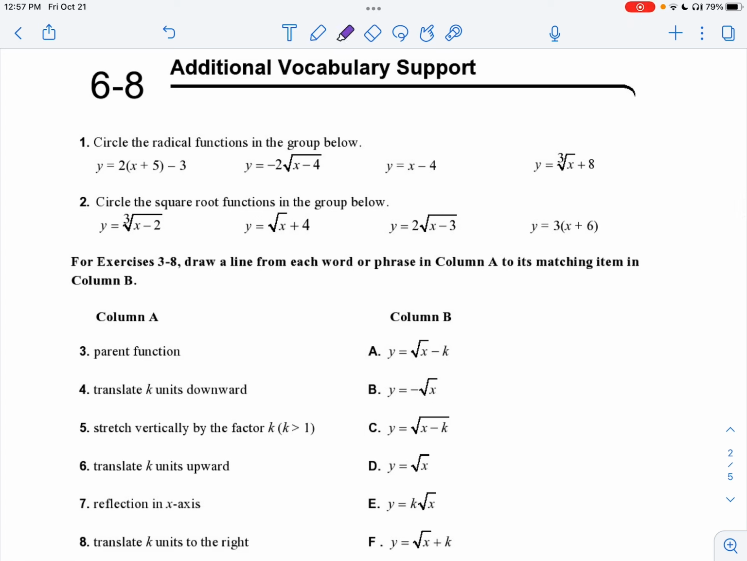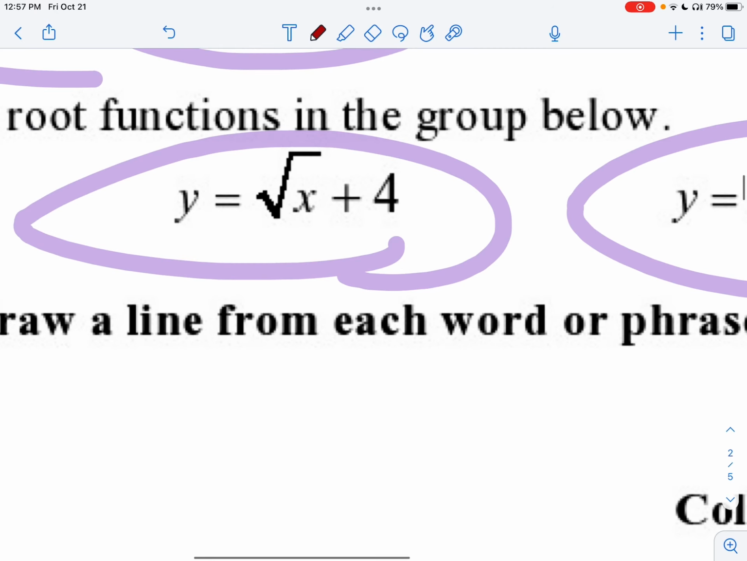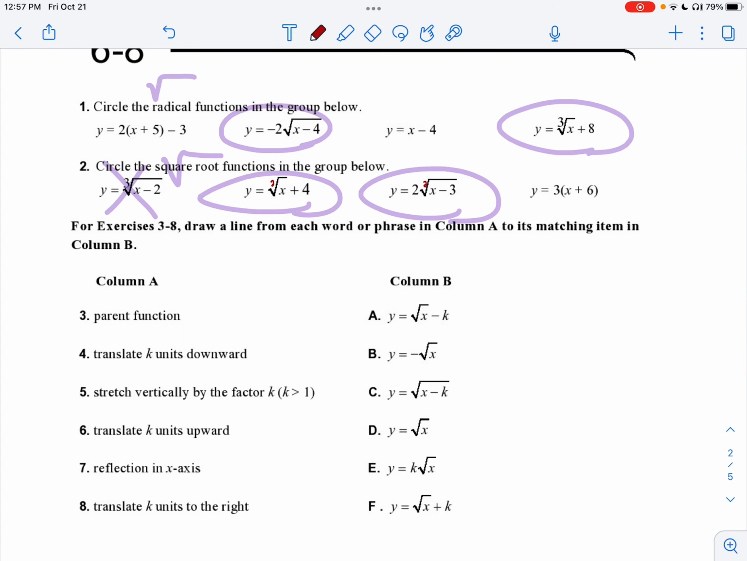All right, before moving on, let's check some vocabulary. Number 1 wants us to circle the radical functions. Just remember, radical means you're going to have a root. So the only ones that are radical functions are those two right there. The next one says circle the square root. So that means it has an index of 2. So that has an index of 3. That has an index of 2. That has an index of 2. Remember, the index of 2 is hiding for square roots. So that was that vocabulary.